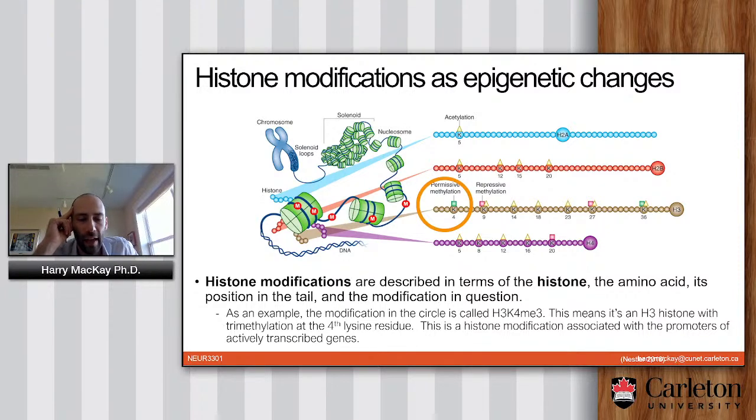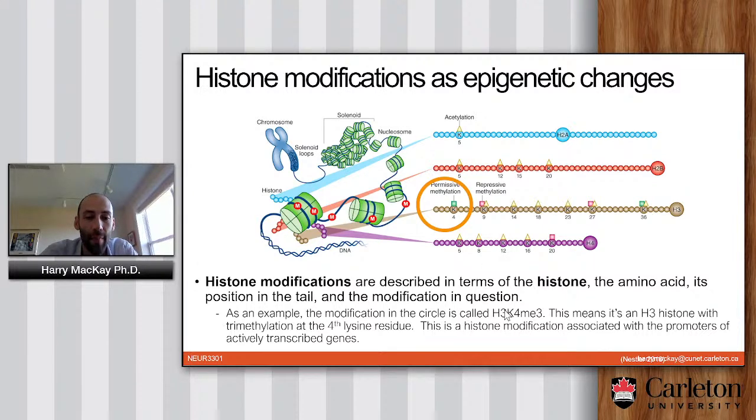So when we talk about histone modifications, the nomenclature works like this: they're described in terms of which histone we're talking about, what amino acid in the histone is being modified, and finally what the modification actually is. This is just a technical note, but let me give you an example of how these things are talked about, and then you can come back and look at this to reference anything else that you see.